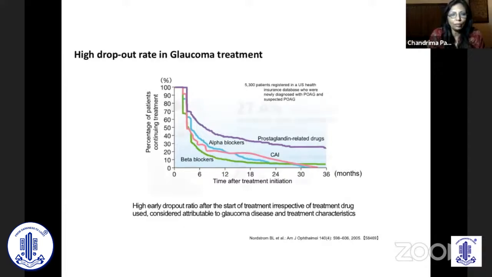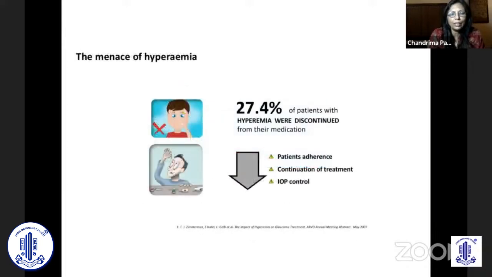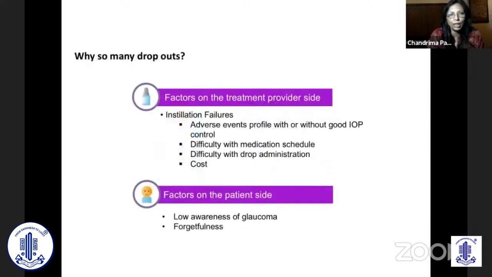From there, we move on to the menace of hyperemia. Dr. Sethan did a wonderful job of getting across to us how annoying hyperemia can be. 27.4% of patients with hyperemia discontinued their medication. So patient adherence, continuation of treatment, and IOP control all seem to pose a challenge.